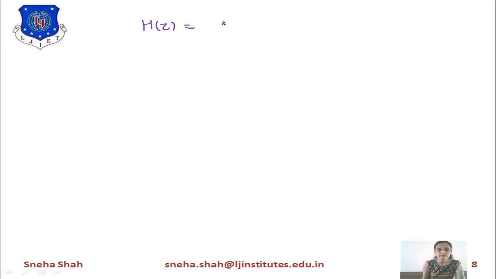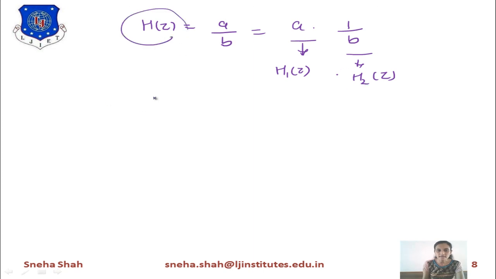As you know, H of z was considered as a by b, so it can be represented as a into 1 by b, right? In this I had taken a as H1 of z and 1 by b as H2 of z, and H1 of z into H2 of z gives you the final answer H of z. We had drawn the direct form 1 structure like this, right?